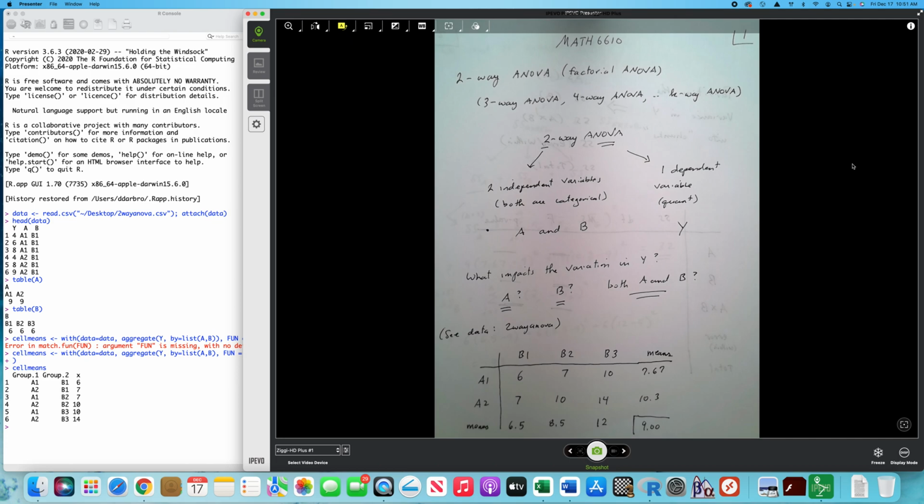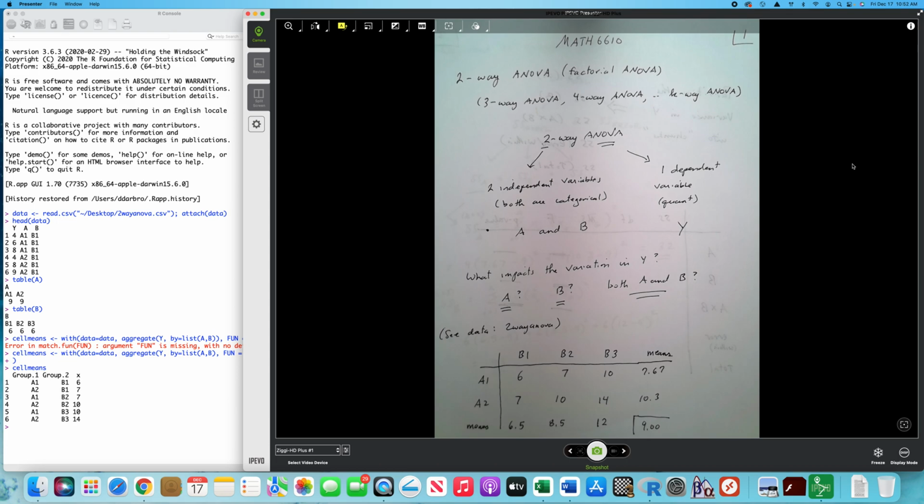But I haven't decided yet whether I'm going to demonstrate the three-way ANOVA. I don't think I would ever carry out a four-way ANOVA. I think the interactions would be absolutely insane. But I don't know. Maybe there'd be a research question that would require that. So anyway, let's focus on two-way ANOVA.